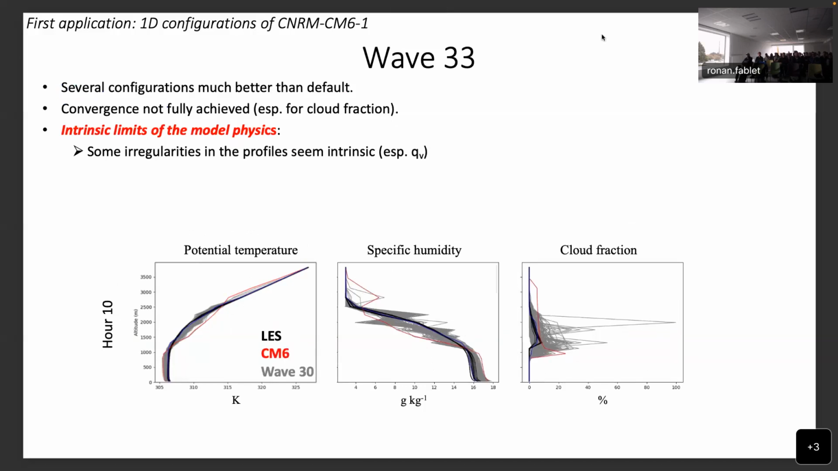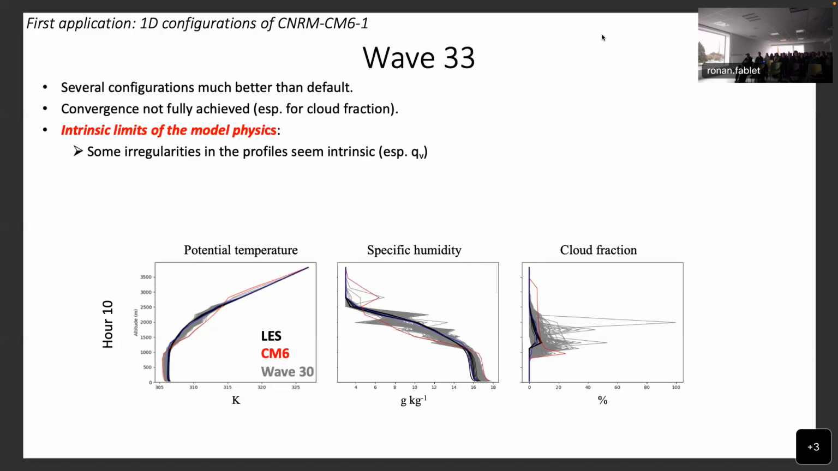After 33 waves, we have reduced the variability within the simulations that are within the previous wave. We have a lot of configurations that are much better than the default, the red line. The convergence is not fully achieved. We see that we have quite a few simulations, especially for the cloud fractions, that are rather far from the references.